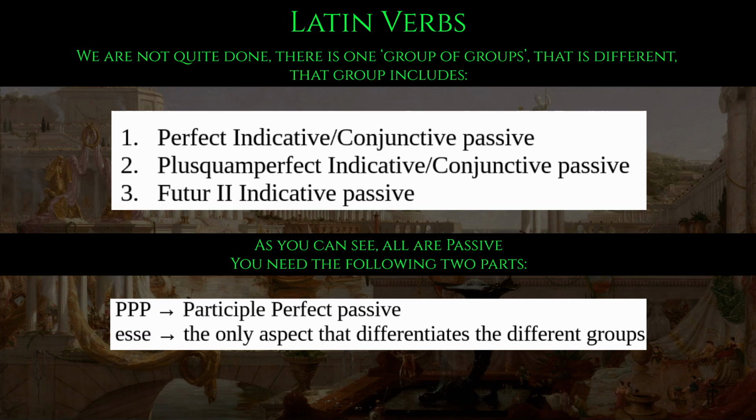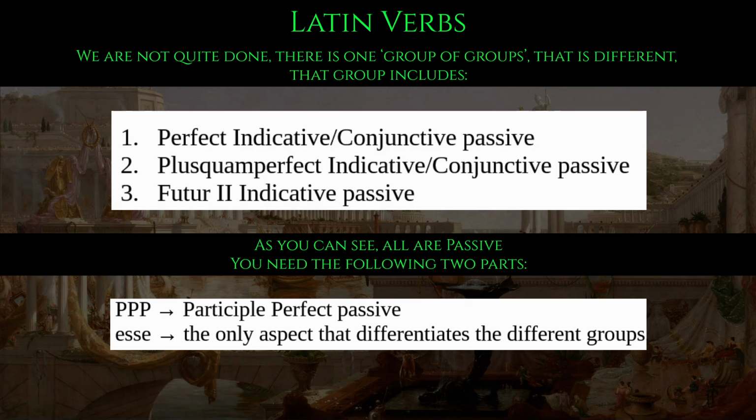Yet, we are not quite done yet. There is one group of groups, so to speak, that is a bit different, and that group includes perfect indicative passive as well as conjunctive passive, then plusquamperfect indicative passive as well as plusquamperfect conjunctive passive, and future 2 indicative passive, that is to say future perfect indicative passive. You will notice that this only goes for the passive forms.